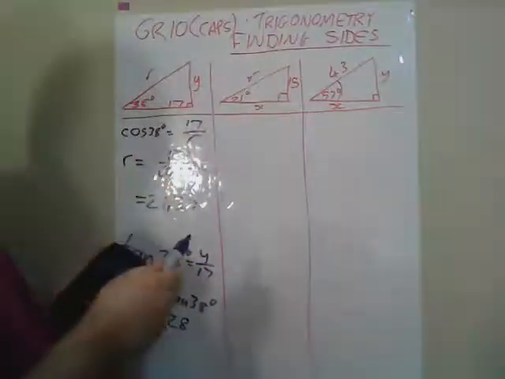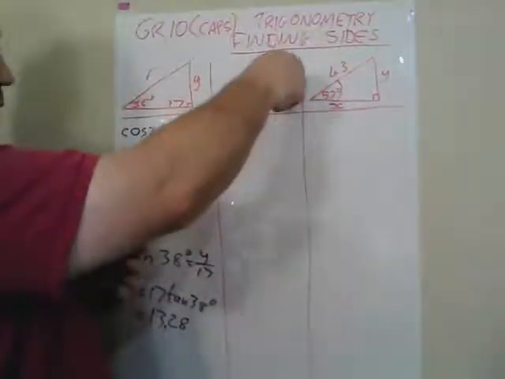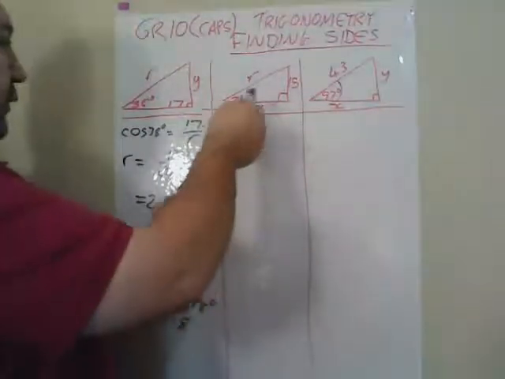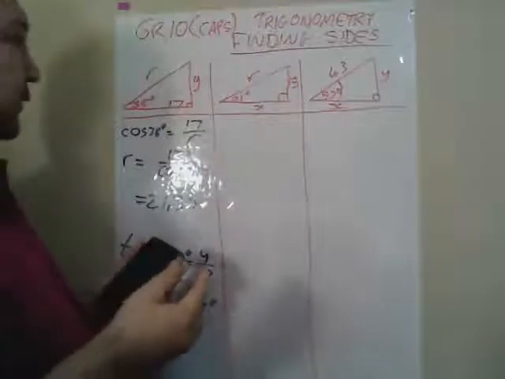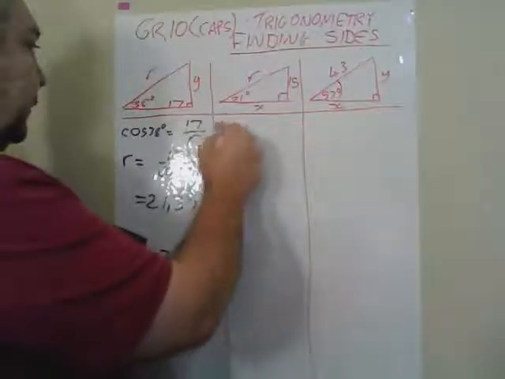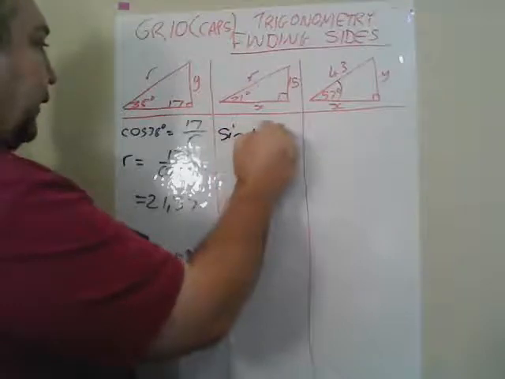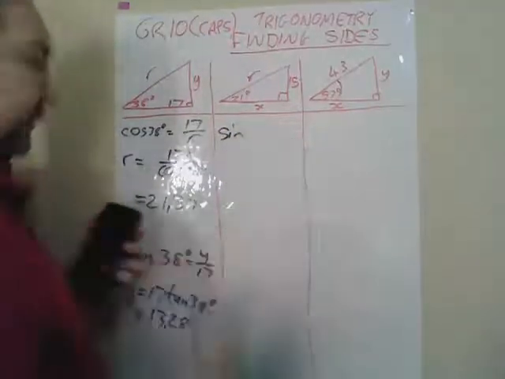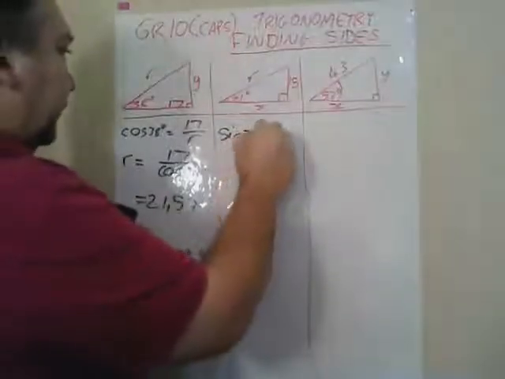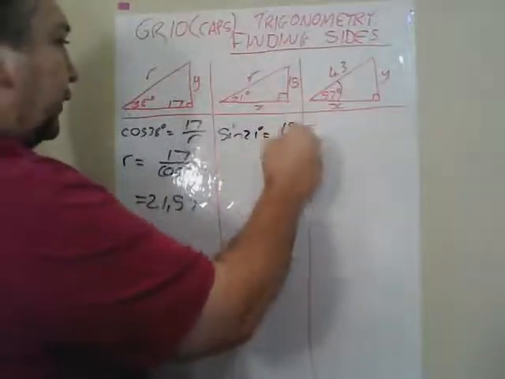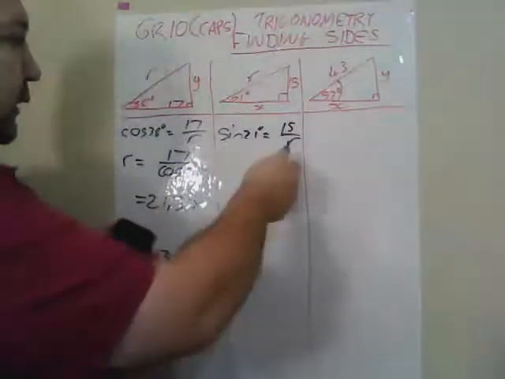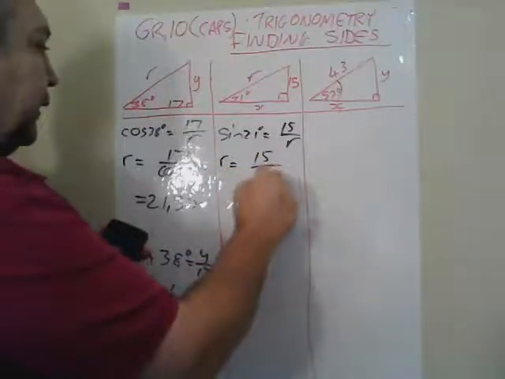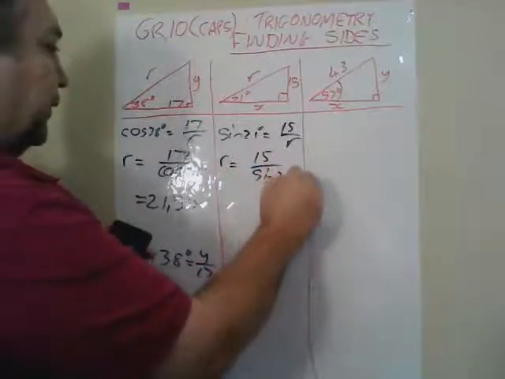Okay, so let's go to the next triangle. We've got an angle of 21 degrees, an opposite, a y side of 15, and unknowns x and r. So I'm going to start with sine of 21 degrees, which is equal to 15 over r. So again, we can say r will be equal to 15 over sine of 21 degrees.